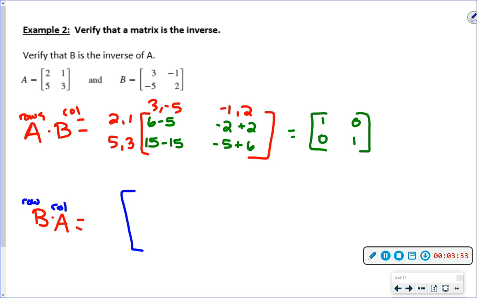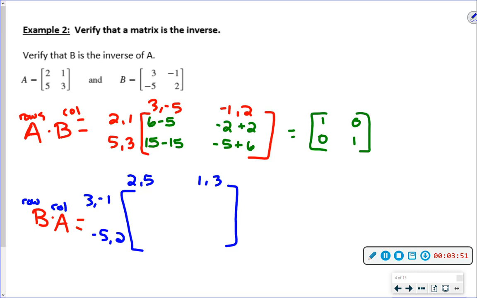So look closely. Rows of B. First row of B, 3, negative 1. Bottom row of B, negative 5, 2. And then I want the columns of A. First column of A, 2, 5. Second column of A, 1 and 3.